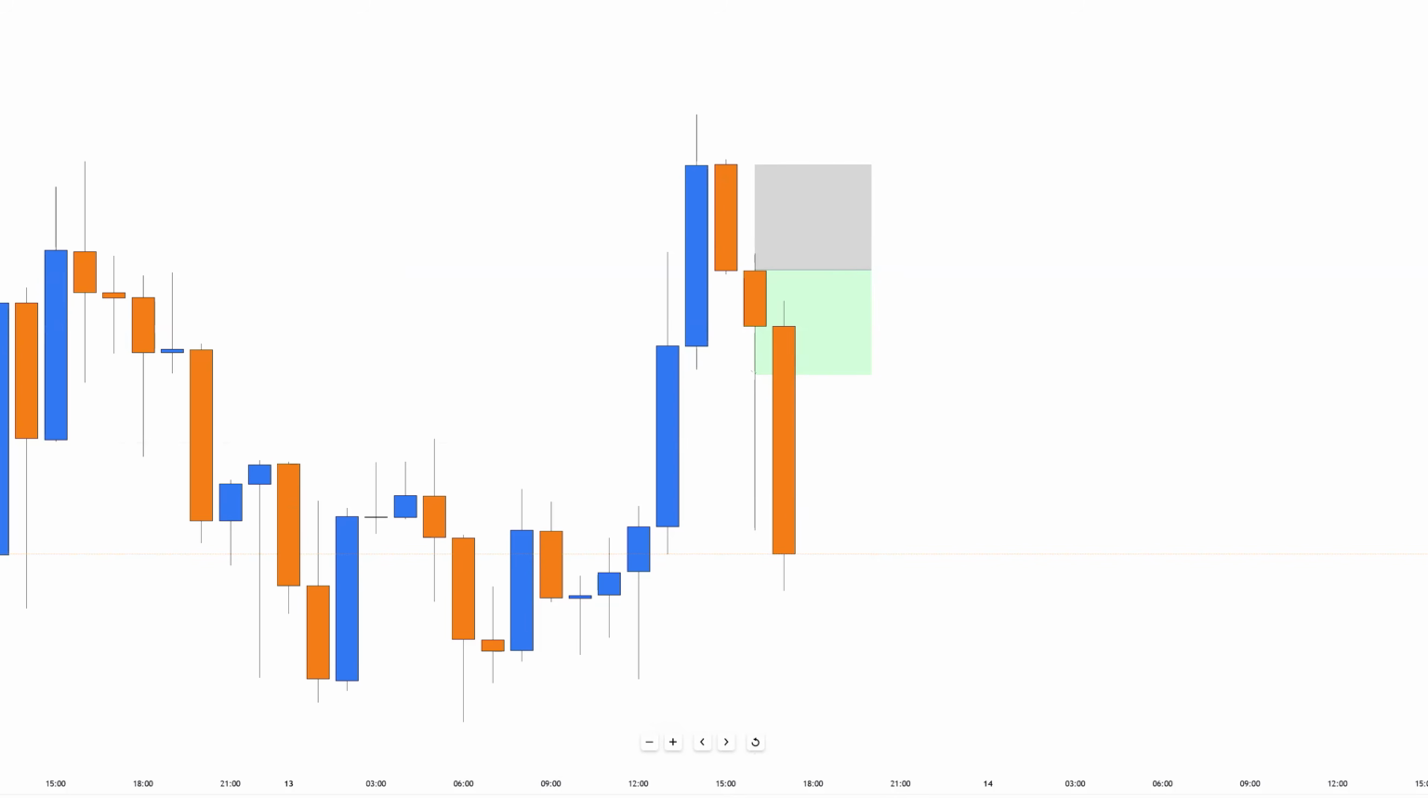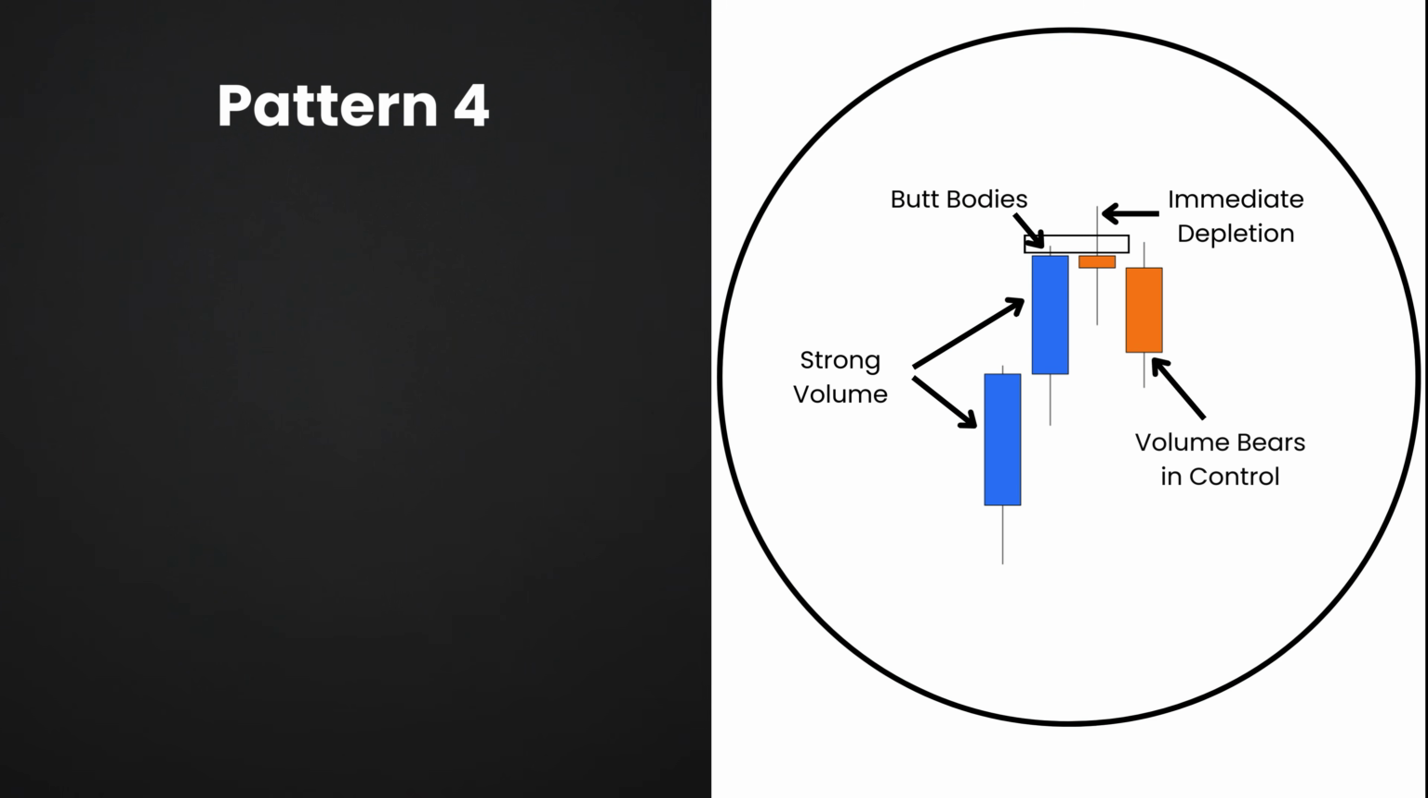Pattern 4 shows you what real exhaustion looks like at the top. First, you get strong bullish volume, buyers pushing hard into the highs. Then look closely at what happens at the top.